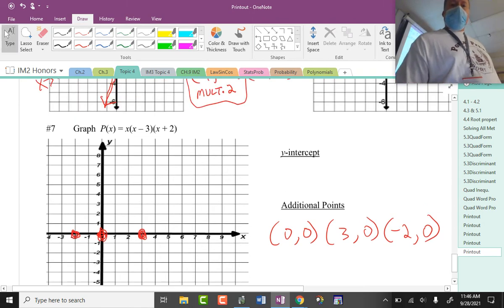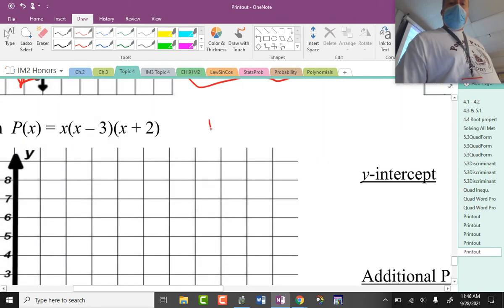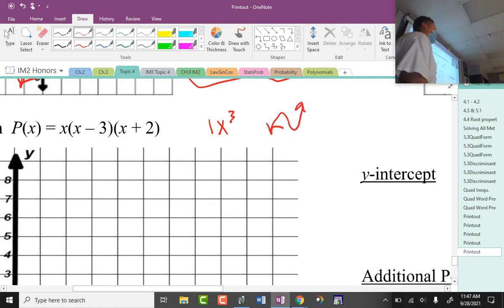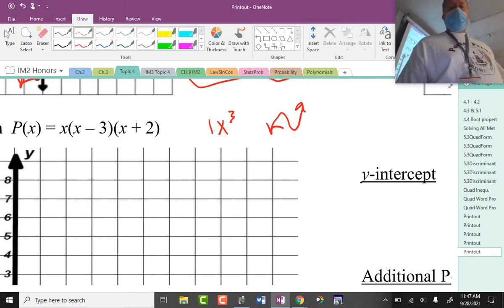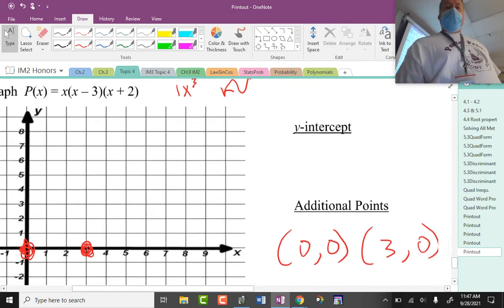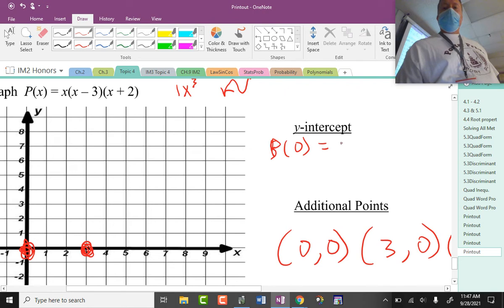Next thing, if I were to multiply this out, it would be 1x to the third, which means it should look like this when I'm done. Right? I didn't even do the limits on the last one because I think the point is made. You should know how to do the end behavior limits after seeing a couple examples. You shouldn't have to keep seeing it over and over and over again. By the way, the y-intercept is really not that bad.